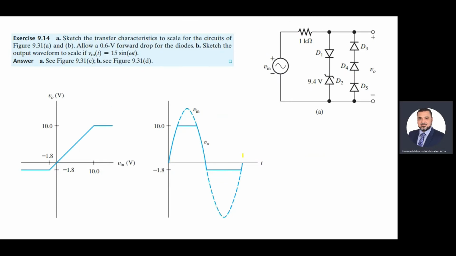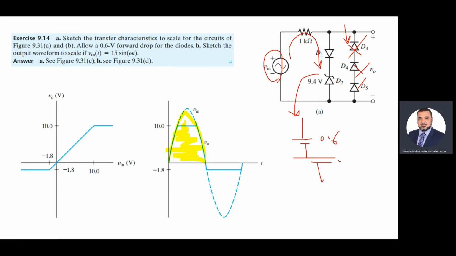Okay, Shabab? Now, let's see. When the input is positive, where is the current? This is the correct polarity. So the current will go here. This one is okay. This one is off. Current will never go here. So what is the new circuit? The diode is replaced by 0.6 and the zener is replaced by 9.4.